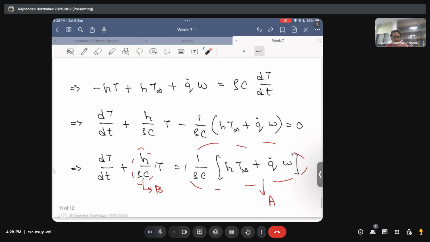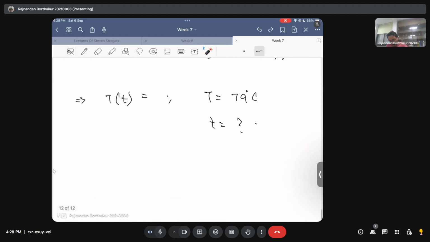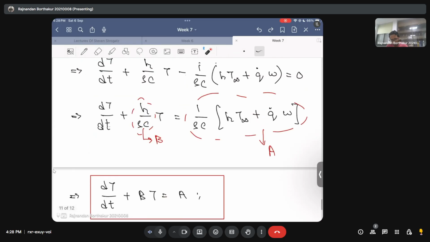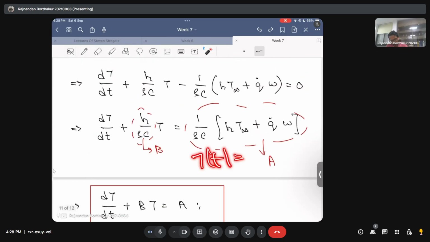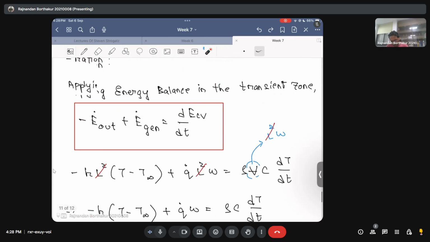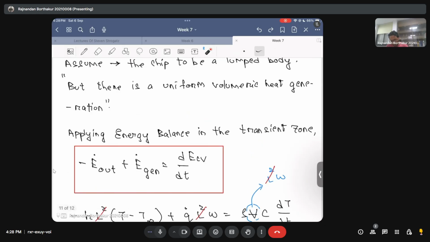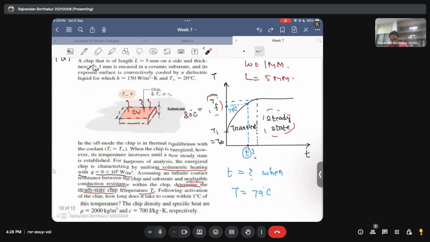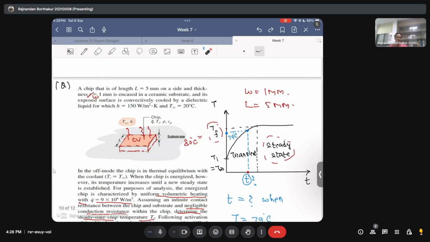I think this is fine, but please check the algebra. I might be making some mistake in the algebra. I'll check this from my end and post the final expression of T as a function of t. But this is what you need to do when you are dealing with such problems, when there is heat generation taking place in lump bodies. All right, maybe we'll stop here today, because we have done a couple of good problems on lump body.